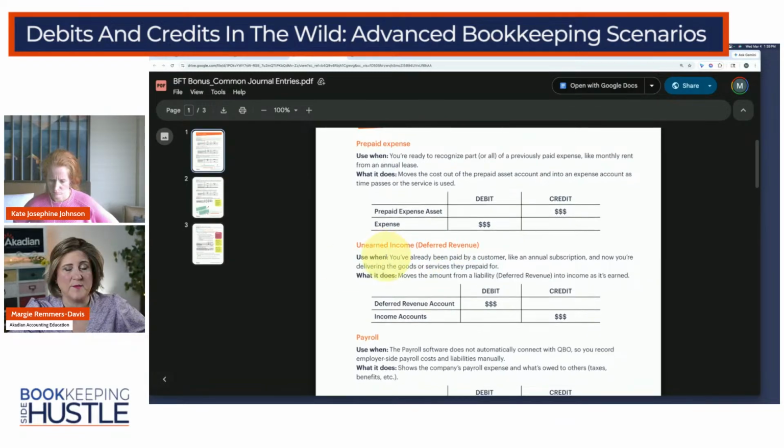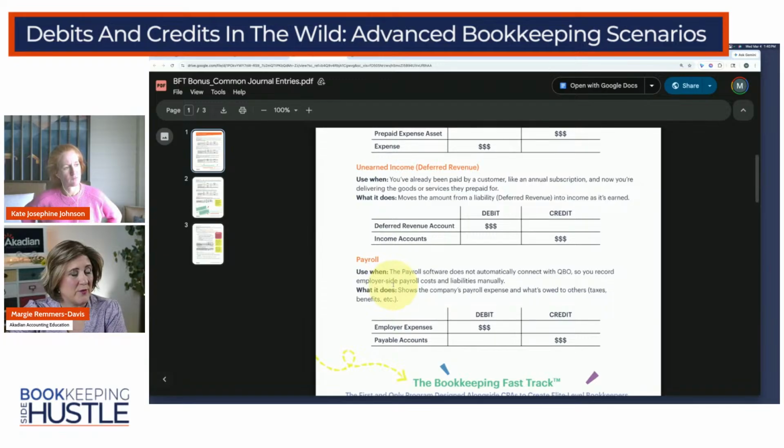So unearned income is the opposite of that. If someone pays you for an annual subscription, but you're providing the service throughout the year, that's unearned income. And you're going to see that it's exactly the opposite. You have a deferred revenue account, which is not money you get to keep. This can be confusing for business owners: I got all this money, but you didn't earn that money yet. So we can't recognize that until later. So that's the opposite.